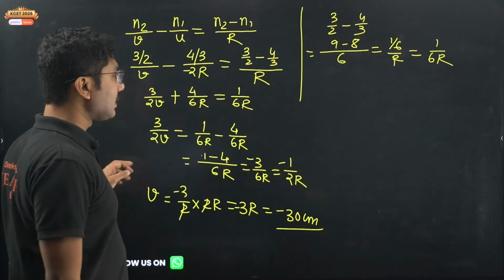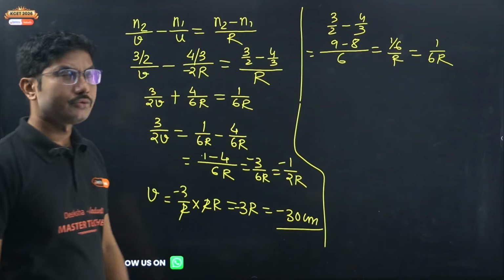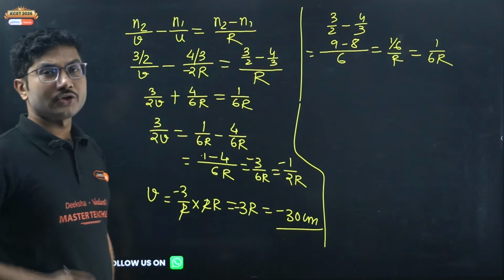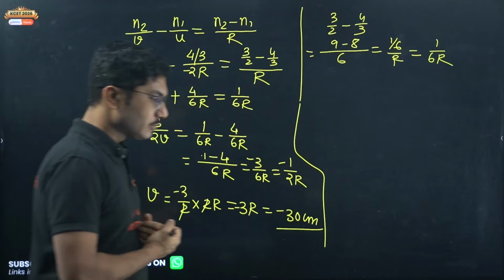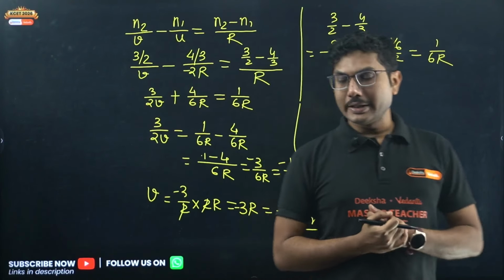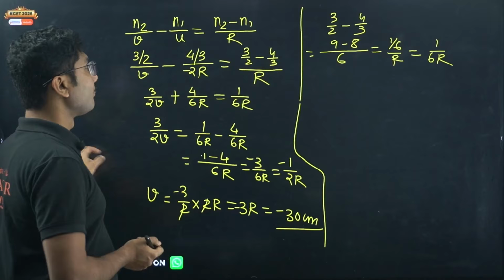This is a slightly lengthy question, but solvable if you know how to solve it. Formula and sign convention, both you have to be careful about. So in this question on ray optics, what is the learning? Formula is important as well as the sign convention, both are important.